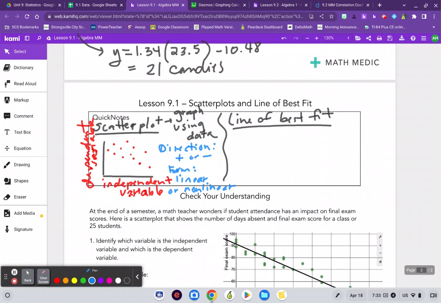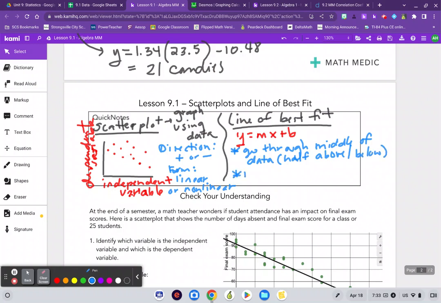The other thing that we talked about was a line of best fit, and that line of best fit is in that form y equals mx plus b, where we have a slope and a y-intercept. And in order to draw a line of best fit, we have to go through that data. So go through the middle of data, so we have about half above and below. And the other thing is that we want to move in the direction of the data.